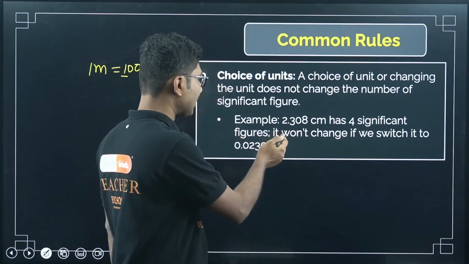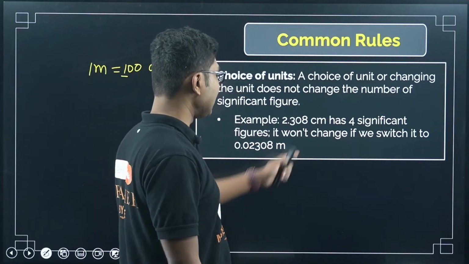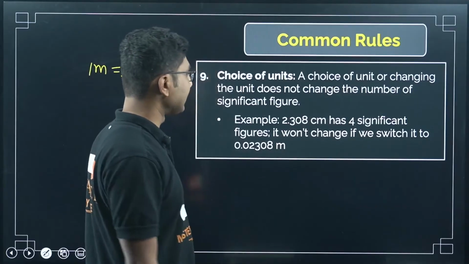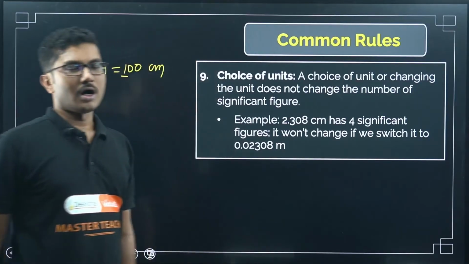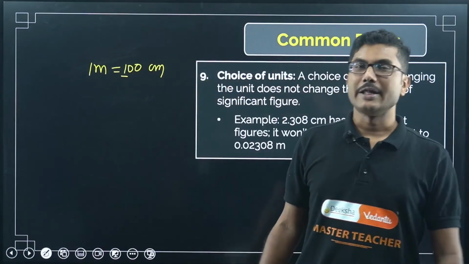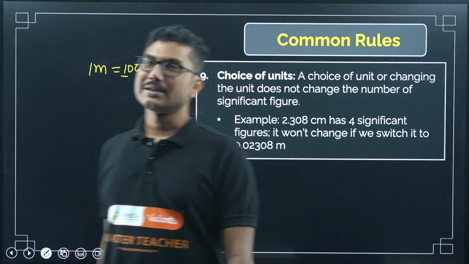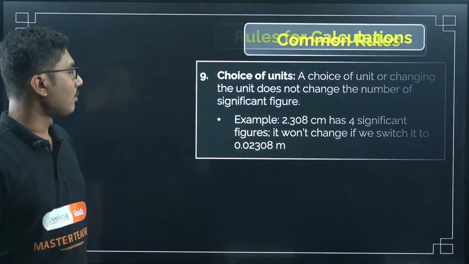So they have given you one example. 2.308 centimeters has 4 significant figures. It won't change if we switch it to 0.02308 meters. Even if you convert it to any other unit, into meters or into millimeters, the significant figures will not change. You have to remember that.